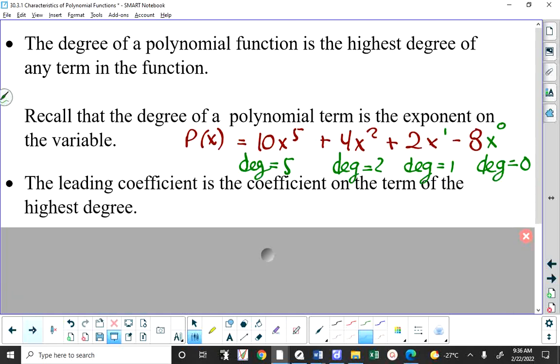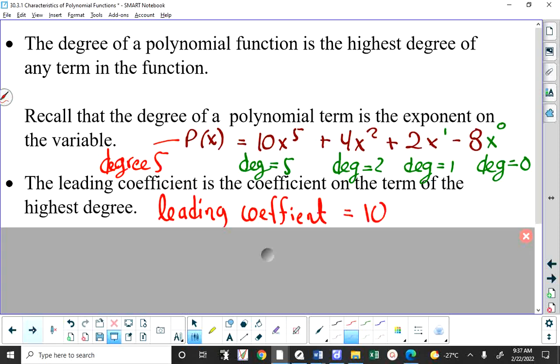The leading coefficient is the coefficient on the term of the highest degree. So this would be degree 5, and the leading coefficient of this polynomial function would be 10. It's the coefficient of the highest degree term. It's called the leading coefficient because when you write a polynomial function, I don't know if you've noticed, but I've been writing them with degrees decreasing. So you start with the highest degree and you decrease it.